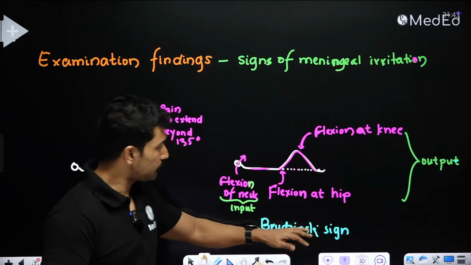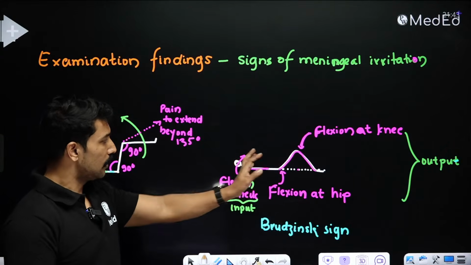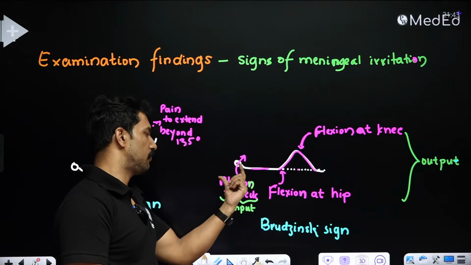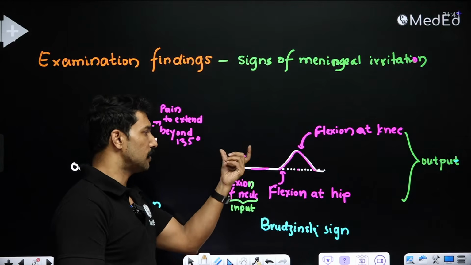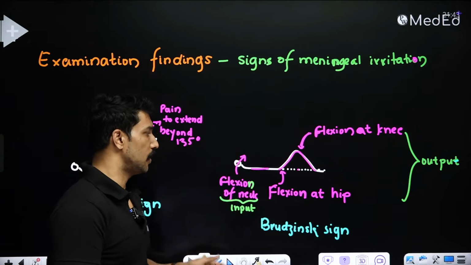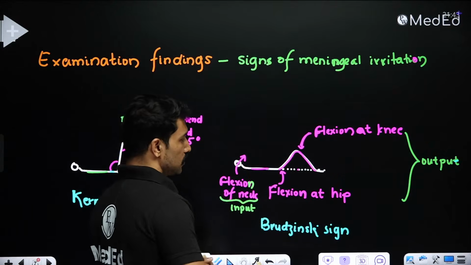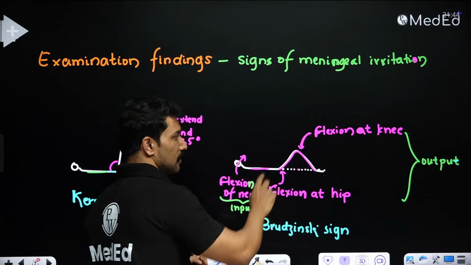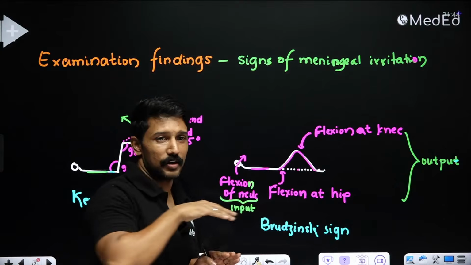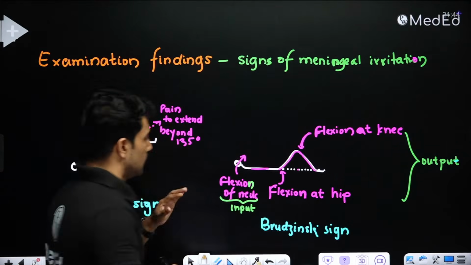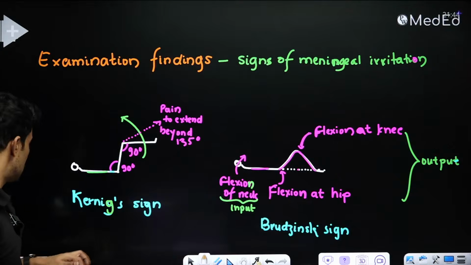In Brudzinski, we ask the patient to lie down, and instead of stretching the spine from the foot end, we try to stretch it from the head end by flexing the neck. As we flex the neck, spine gets stretched, meninges get stretched, it irritates and triggers the pain. Patient tries to shorten the meninges or the spine by flexing at hip and flexing the knee. Indirectly, I can say that he is trying to withdraw the limb so that the spine gets shortened and the pain reduces. This we will call as positive Brudzinski sign.